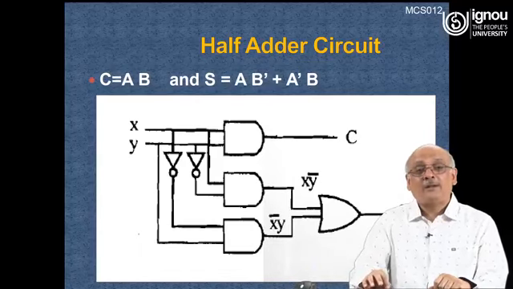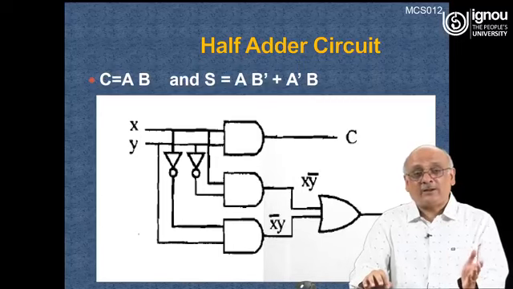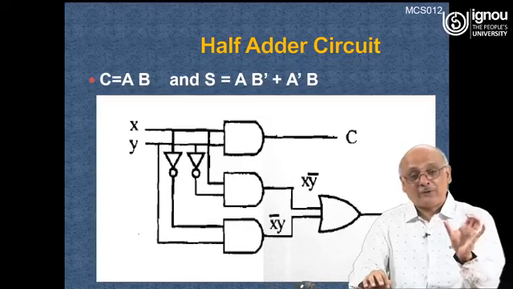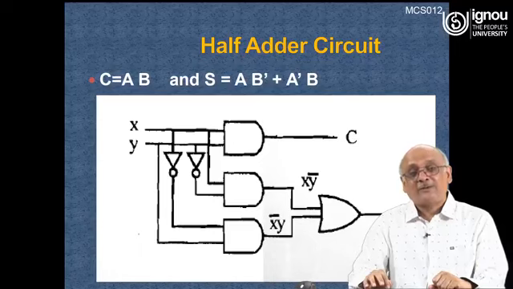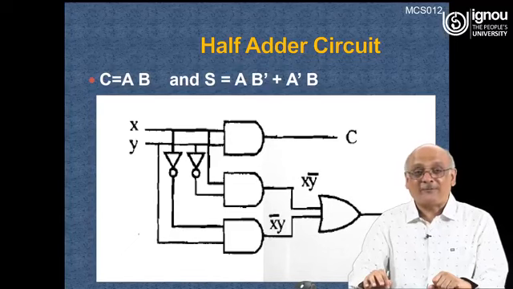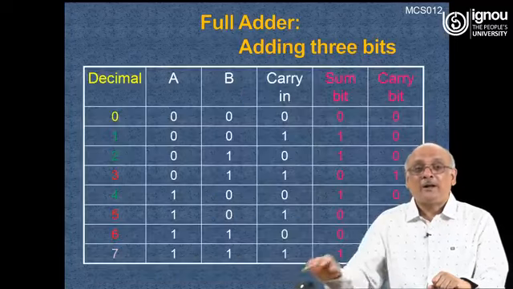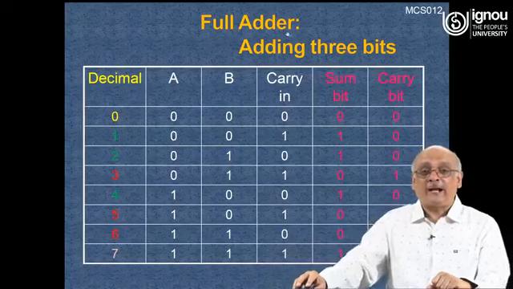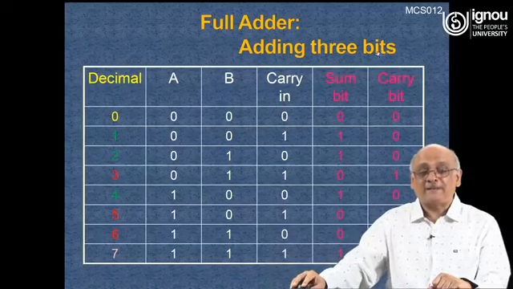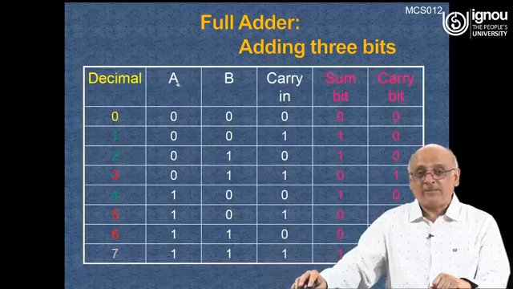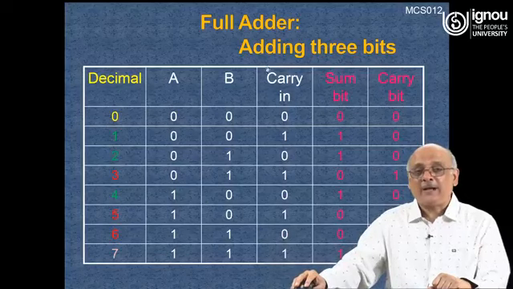It looks good, but in reality there is no addition of just 2 bits. Whenever you are adding 2 numbers, there is always a previous carry. So when you have a previous carry, obviously you will have a different circuit. If I want to build a full adder, which adds 3 bits, the 3 bits are the A bit, the B bit, and the carry-in bit, that is, the previous carry bit.